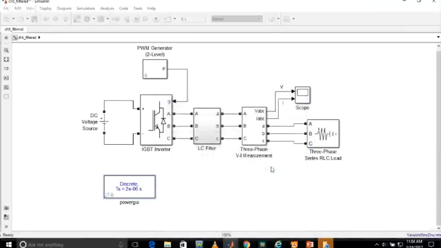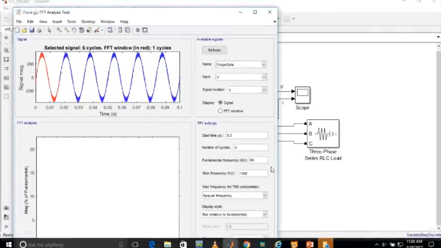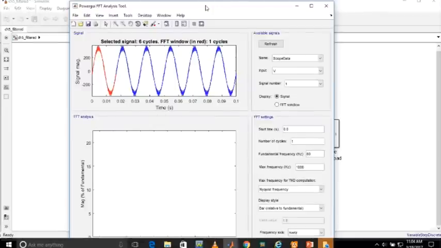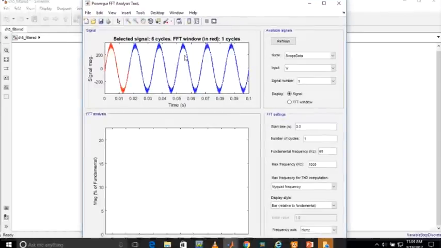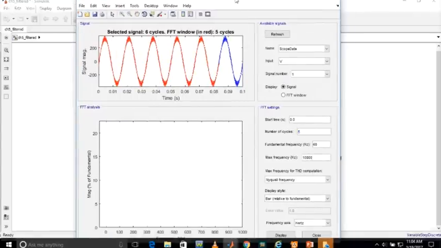So how many harmonics are present in this system? The system is actually looking like this. The waveform is somewhat sinusoidal, right? By applying the LC filter, our waveform has improved. Again, in this system, voltage is there, signal is giving one, and we have to give number of cycles 5, maximum frequency should be 10,000, and then display.